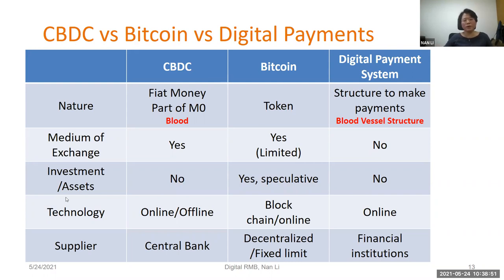Whether any of these is an investment or asset: CBDC is definitely not an asset. It is fiat money that helps us do transactions and store value. The digital payment system, of course, is not either. It's the structure for us to make payments. Bitcoin, some people say, is a speculative asset. If you are really a speculator and you think you have the ability to predict the price going up or down, then you can use it as one of your investment assets. But over the past few days, we have seen that the prices of Bitcoin or any other digital currency can be very volatile, and a lot of people have already lost a lot.